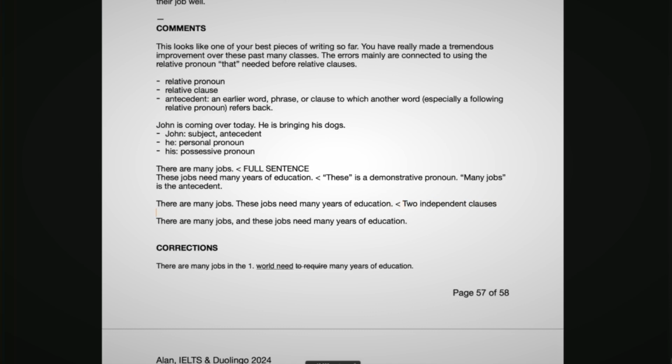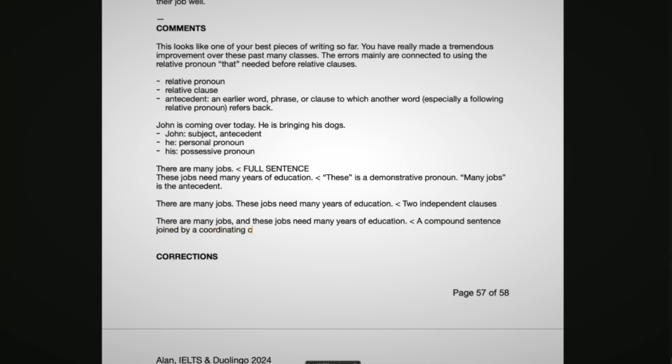This one is a compound sentence joined by a coordinating conjunction. So many jobs is the subject, and these jobs, these is the demonstrative pronoun, and many jobs is the antecedent.